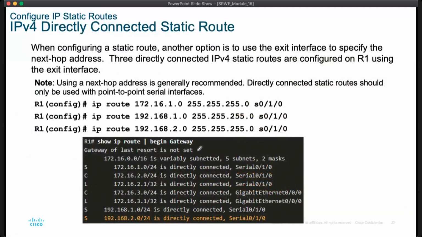IPv4 directly connected static route. When configuring a static route, another option is to use the exit interface to specify the next hop. Three directly connected IPv4 static routes are configured on R1 using the exit interface. Note: using a next hop address is generally recommended. Directly connected static routes should only be used with point-to-point serial interfaces. This is the setting and this is the verification of the setting.